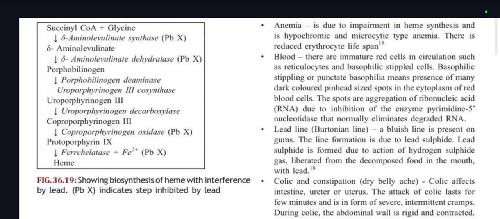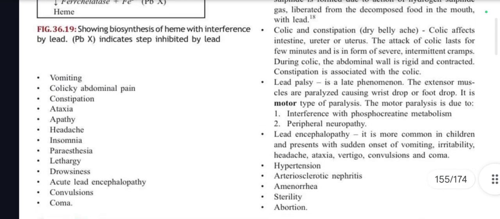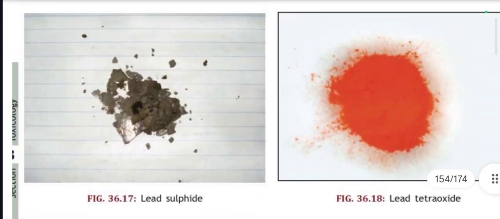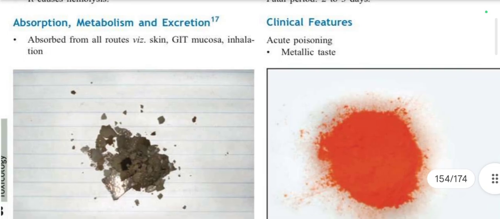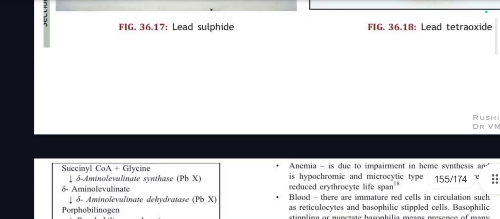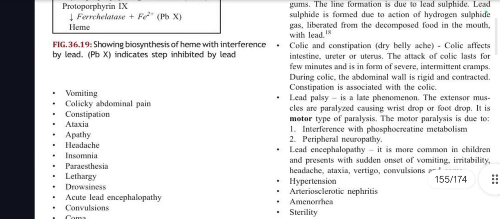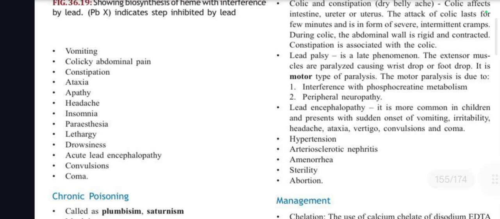Obviously there would be depletion in the formation of heme. So that is the only thing which they told here, that 4 enzymes are going to be inhibited. Now we were talking about clinical features of acute poisoning. In acute poisoning, there is metallic taste, vomiting, colic, abdominal pain, constipation, ataxia, apathy, headache, insomnia, paresthesia, lethargy, drowsiness, acute lead encephalopathy, convulsions and coma.